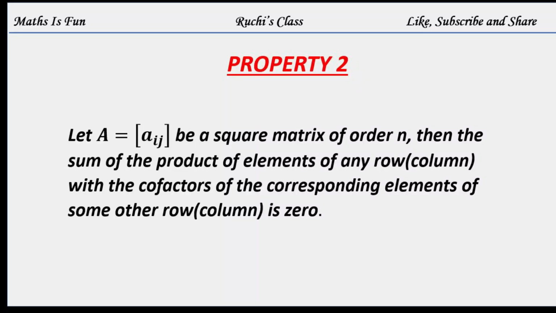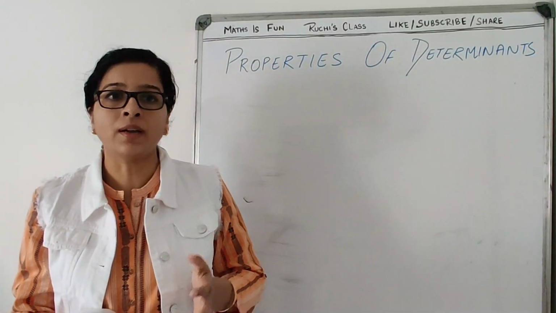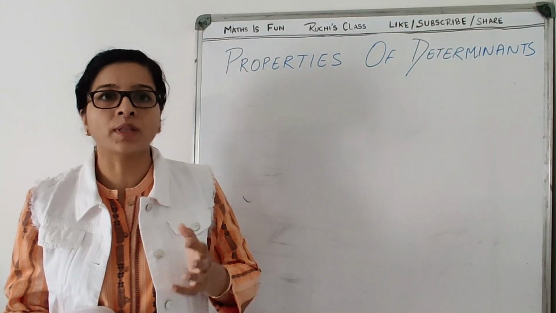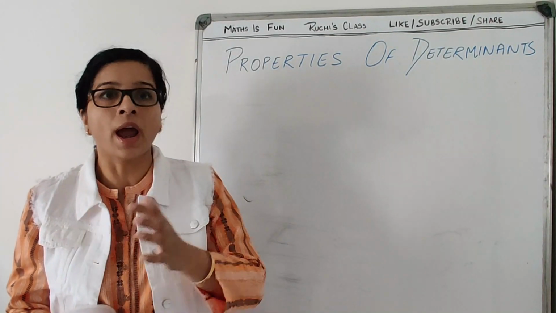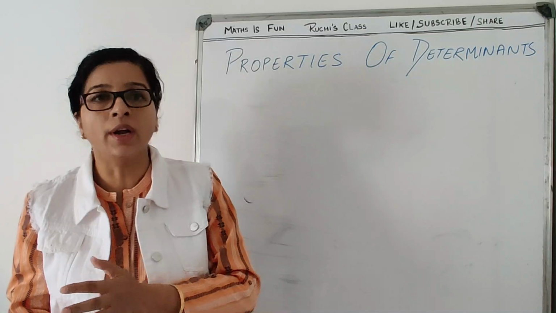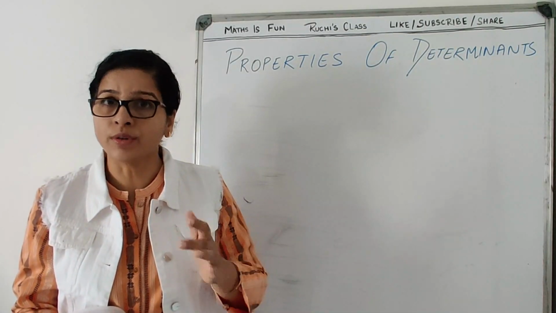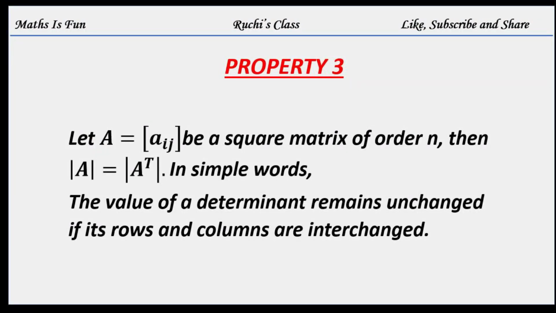Second property. Let A = [aij] be a square matrix of order n. Then the sum of the product of elements of any row with the cofactors of the corresponding elements of some other row is 0. So whenever we are finding the determinant, it has to be the element with its own cofactor. If we are taking the elements of one row and the cofactors of another row, it will always be equal to 0.